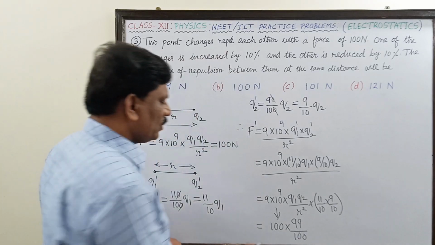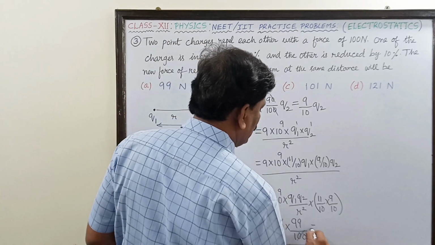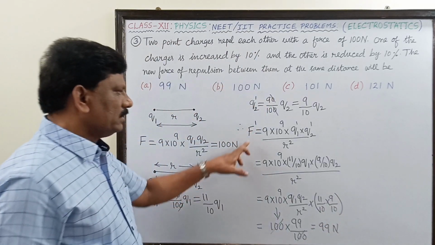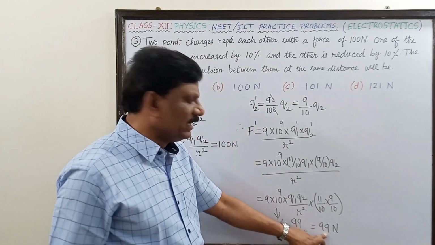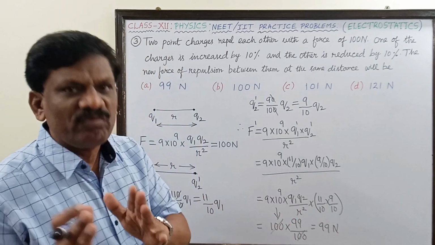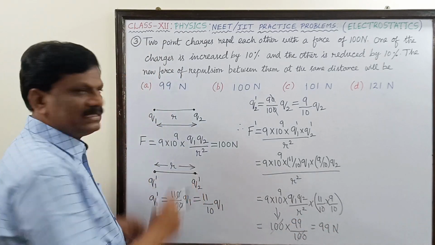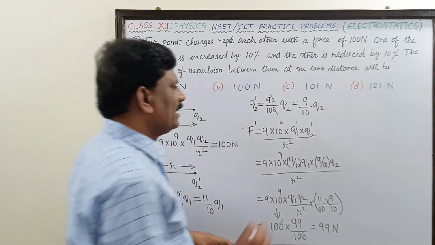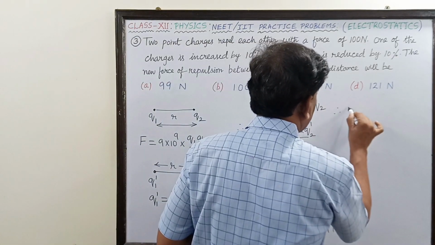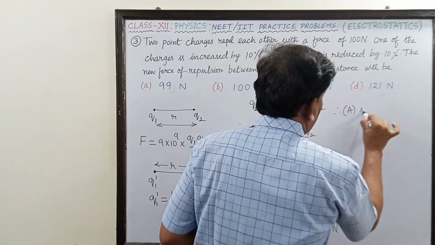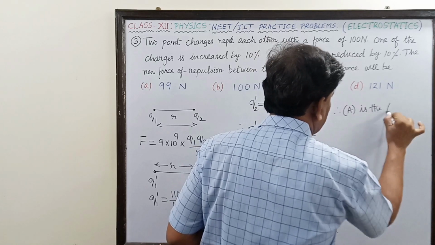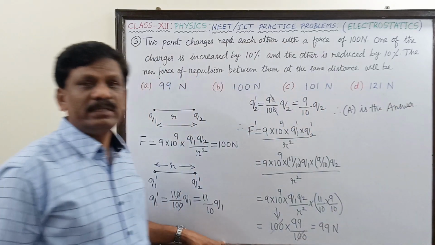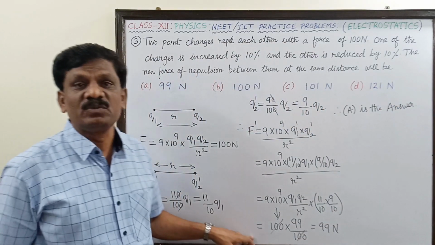Okay. So after cancelling this 100, what we get is 99 Newton. So F dash is equal to 99 Newton, the new force between the two charges. So what must be the answer? Option A itself is the right answer. Therefore option A is the correct answer. Okay. I hope you must have understood well. Fine.